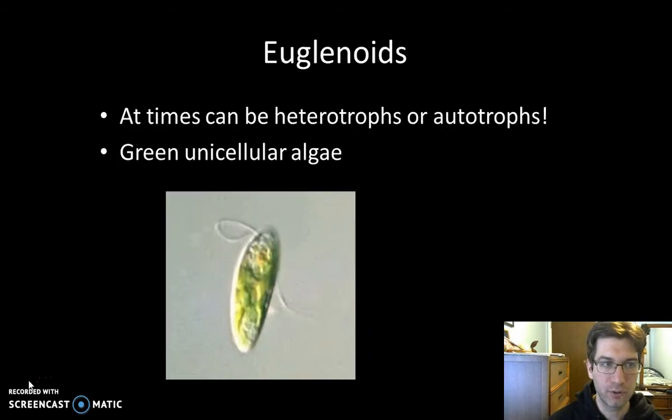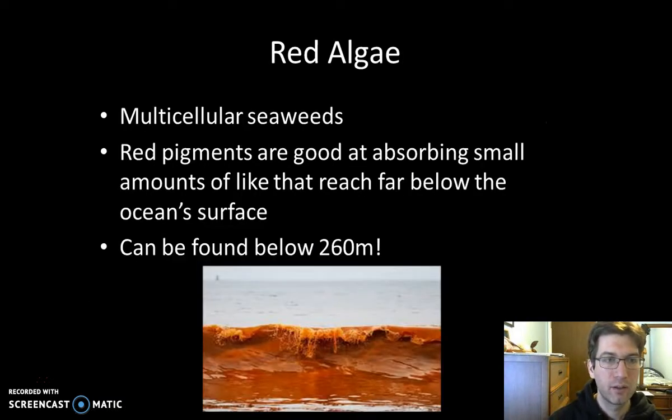Next are the euglenoids. These ones are nifty because they are both heterotrophic and autotrophic, and as you can see from our picture here, they do have a flagella coming out of it. They are unicellular, and a lot of times we refer to these as green algae as well. So a lot of times you see these guys in your fish tank and on tops of ponds and stuff like that.